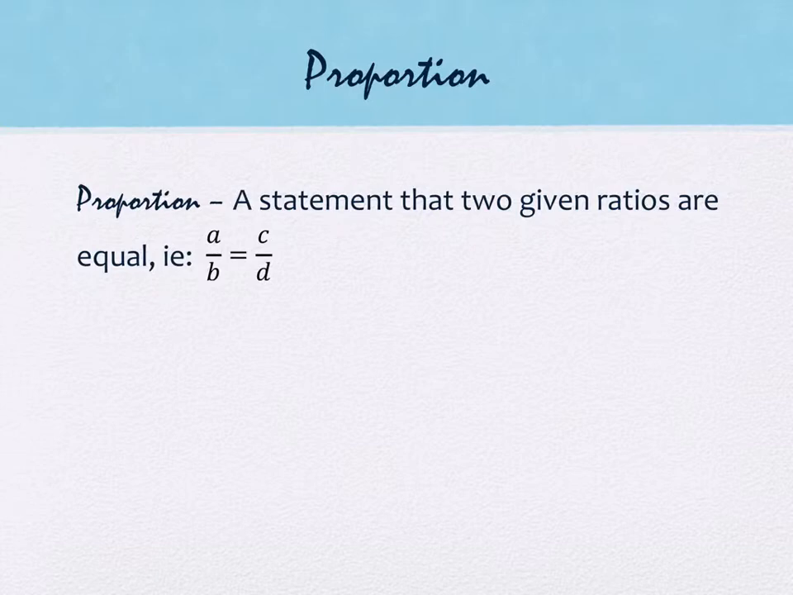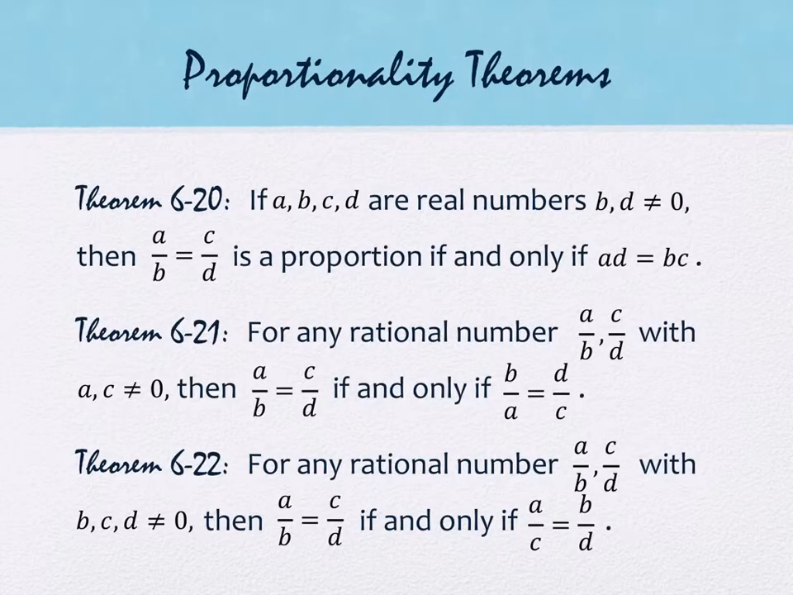The first theorem, and they're all on the same screen up here, says that if I have a proportion, A over B equals C over D, this is a proportion if and only if AD equals BC. So what happened to get from the first equation with the fractions to the second equation without them? It's cross multiplication, right? That's what happened. So we've got something going on like this.